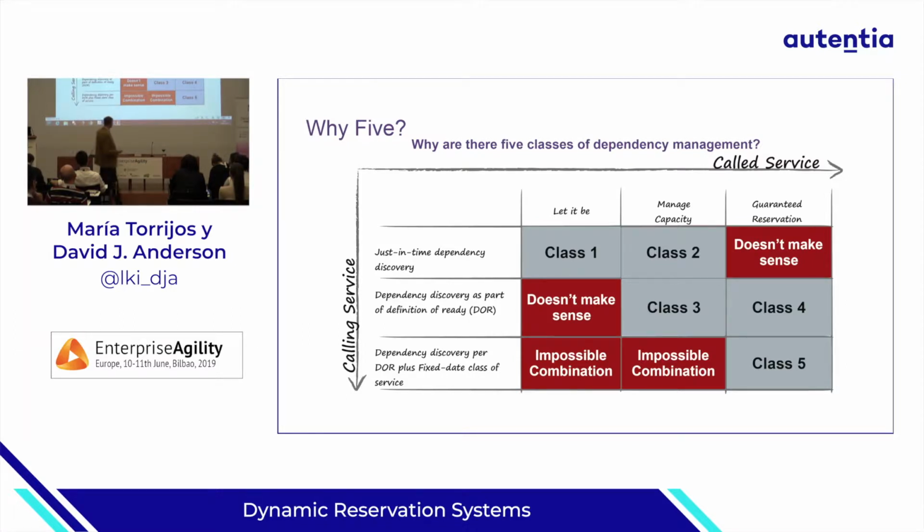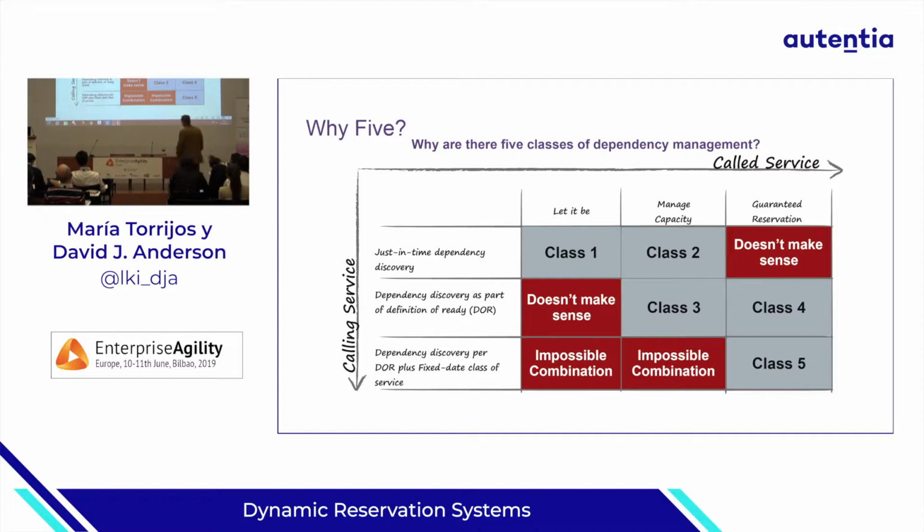Right? That's the second class. And the third class, dependency discovery, with the definition of ready, plus it's a fixed date. So the thing that's coming in, maybe it's an ad campaign for Christmas, and you can't reschedule Christmas. You can miss it completely, but you can't reschedule it. So it has a fixed delivery date for when you want to start that campaign, and therefore it's the highest risk. So mapping those, we end up with 5 classes of service.